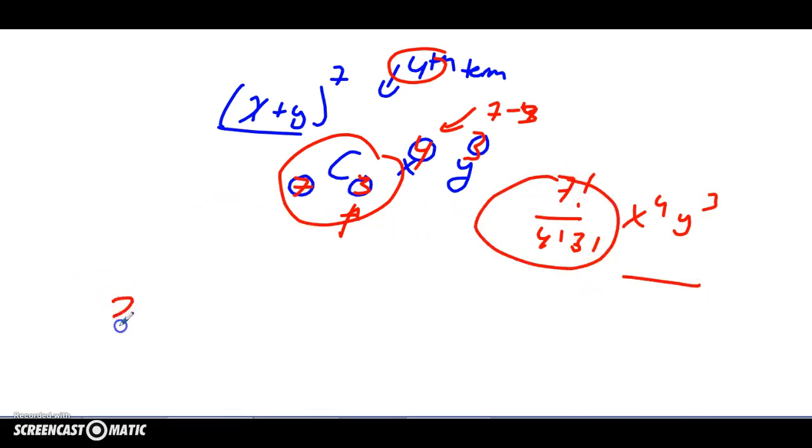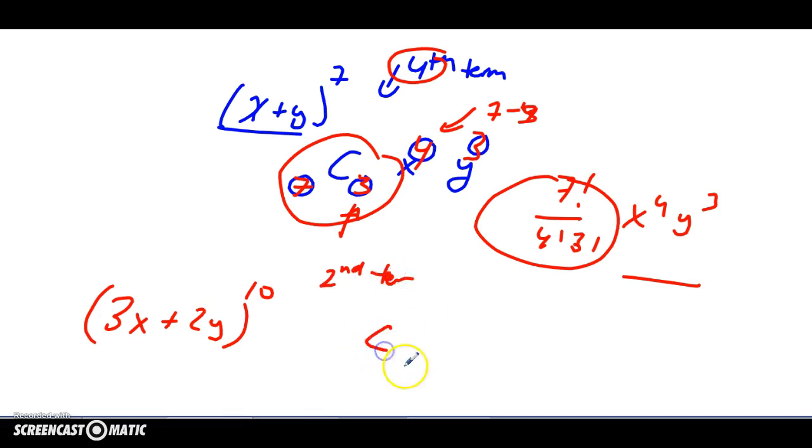Let me do a harder one. 3x plus 2y to the 10. Okay, so that looks really hard, but what I'll do is this. Just nice and easy one. Give me the second term. Okay, so C, and then I have 3x and 2y, and I want this to the 10. That's a 10. Second term, remember, second means 1 here. That 1 goes up here, and then 10 subtract 1 goes here.